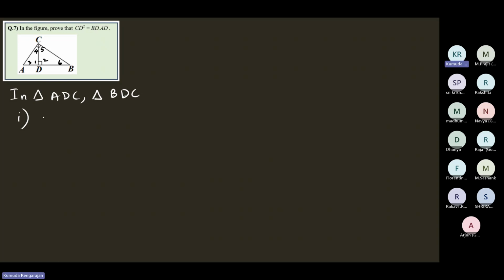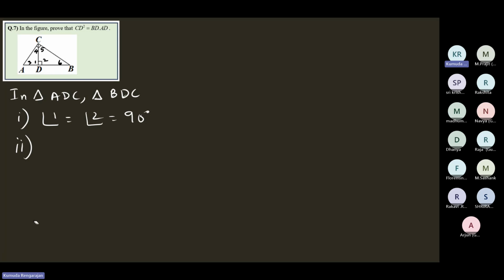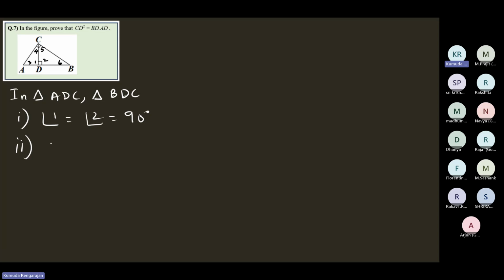Okay. So in triangle ADC, angle 1 is equal to angle 2 in triangle BDC, 90 degrees. Then what I'm going to say now is very important, and it's used in most places where the figure looks like this. Now angle 3 plus angle 4 is equal to 90. I'm going to write out all the equations where we get equal to 90.